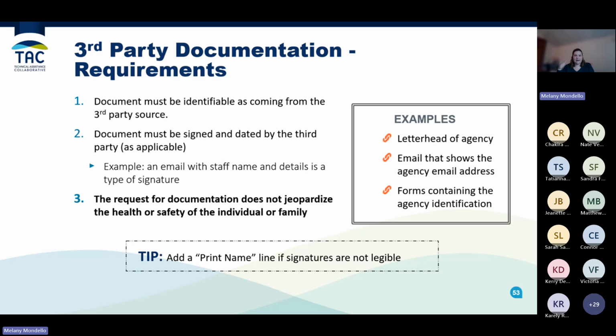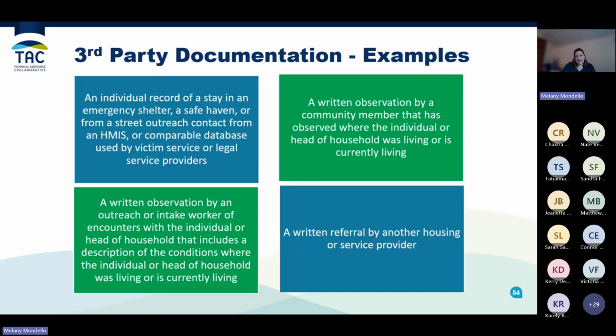And I think what I was saying as things were really starting to glitch is please put a print name line or print the person's name if it's not legible. So if there is a question at a later date, they know who to go back to so that you can get any additional documentation that you've identified you need or that HUD identifies that they need to make sure that you're doing what they want you to do. So these are just some examples of third party.